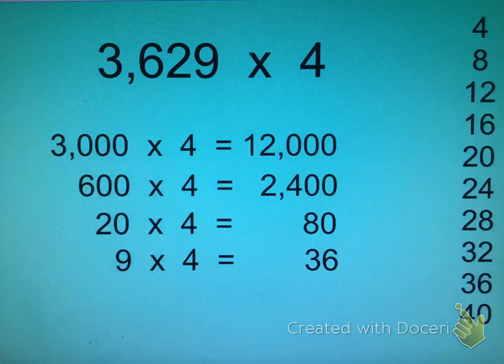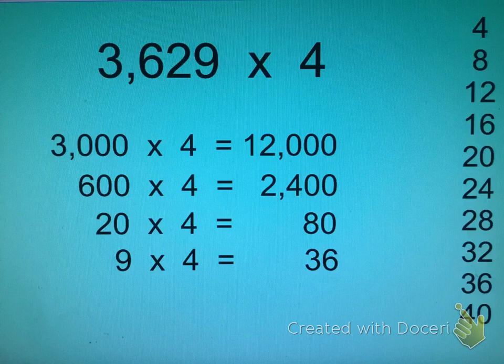Now, just multiply. 3 times 4 is 12, and there are 3 zeros in this multiplication problem, so your answer would be 12,000. 6 times 4 is 24, and when we add our 2 zeros in the problem, it becomes 2,400. 2 times 4 is 8. The 1 zero makes our answer 80, and of course 9 times 4 is 36, and we have no zeros in this multiplication problem.